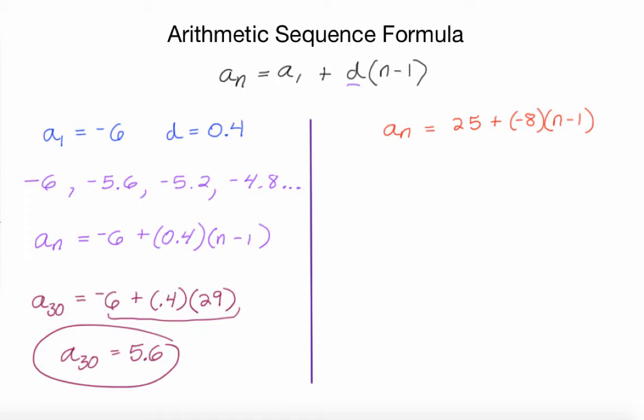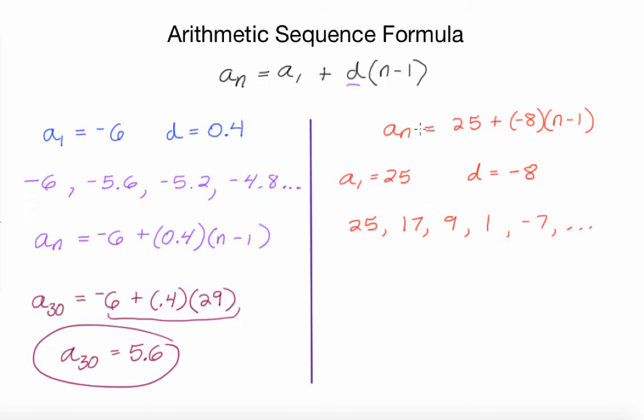All right, let's take a look at this other example over here. We're told any term is equal to 25 plus -8 times n minus 1. What this is telling me is that my first term had to be 25. That's what the formula is telling me. And the common difference, d, is equal to -8. So I'm subtracting. My sequence is decreasing as I go on. So the first few terms are 25, minus 8 would be 17, minus 8 from that would be 9, then 1, and -7, and so forth. All right, so there's my pattern.